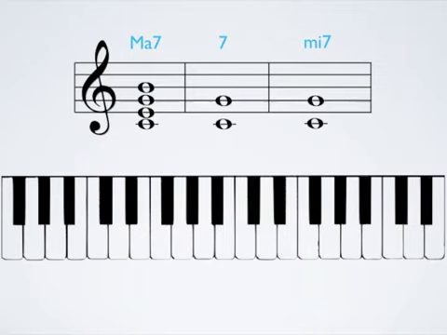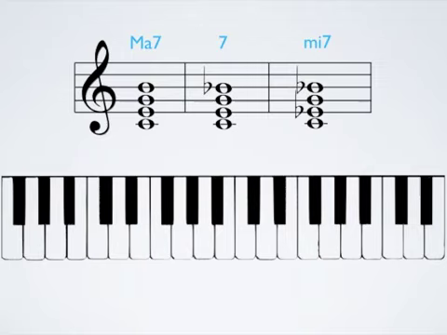If the third and seventh are major, meaning they fit in the key signature of the bottom note, we call it a major 7. But if the third and seventh are both minor, we call them a minor 7th. If the third is major, but the seventh is minor, we'll call this chord a dominant 7th.